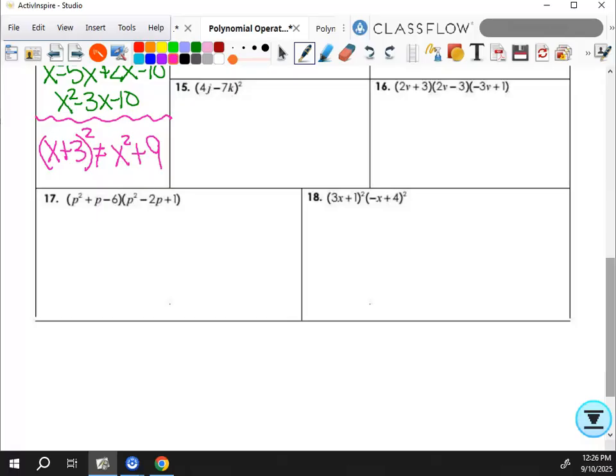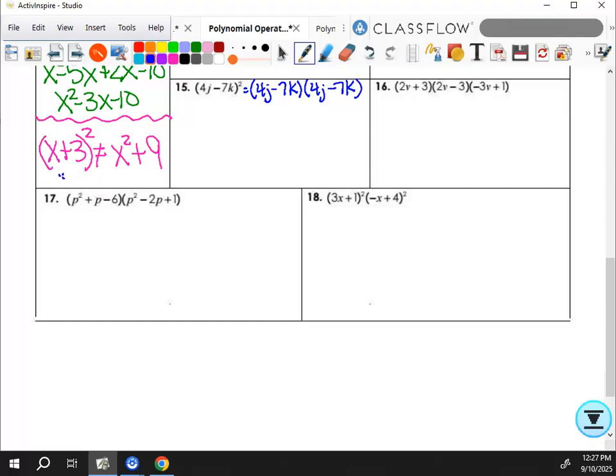Okay. All right. So here, I do not get to just distribute that square. My suggestion to you is to rewrite this as this is equal to 4j minus 7k times 4j minus 7k. Right? Does that make sense? Do that and then FOIL it. Don't be distributing. Even if it's something simple like this, write it out.